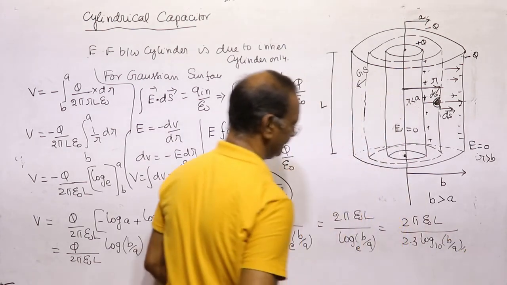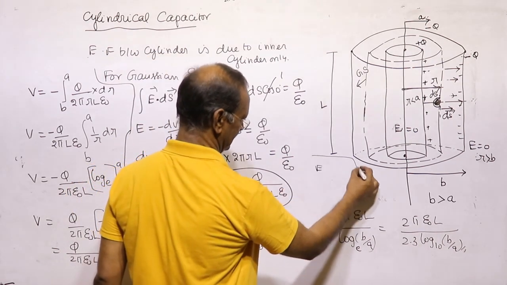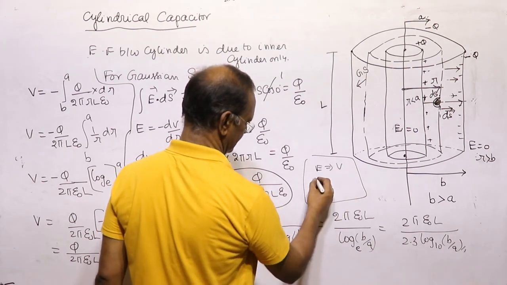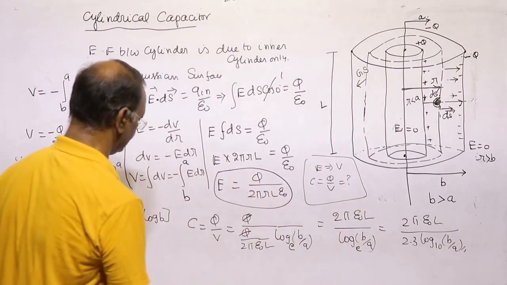This is the capacitance. Finding the capacitance is very easy. First find out E, where it exists. Then from E find out V. Then C is equal to Q by V. We get the capacitance. That is the answer.